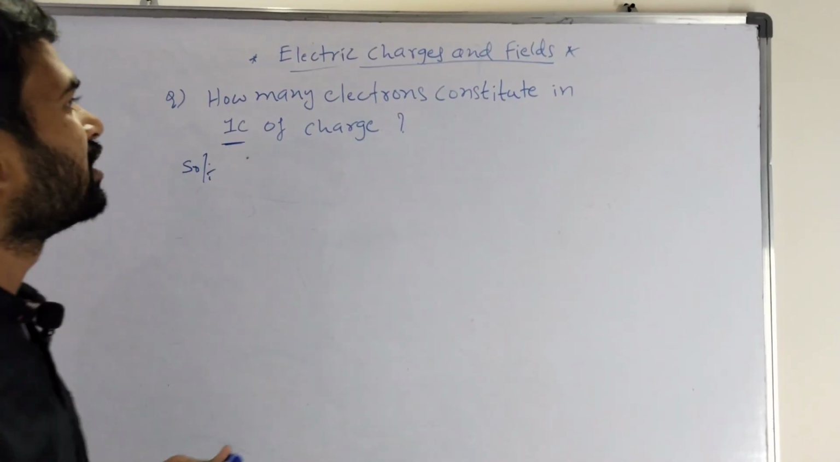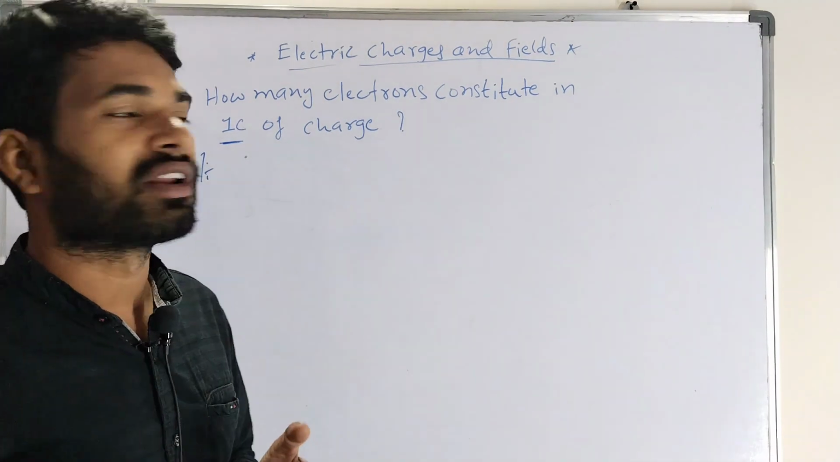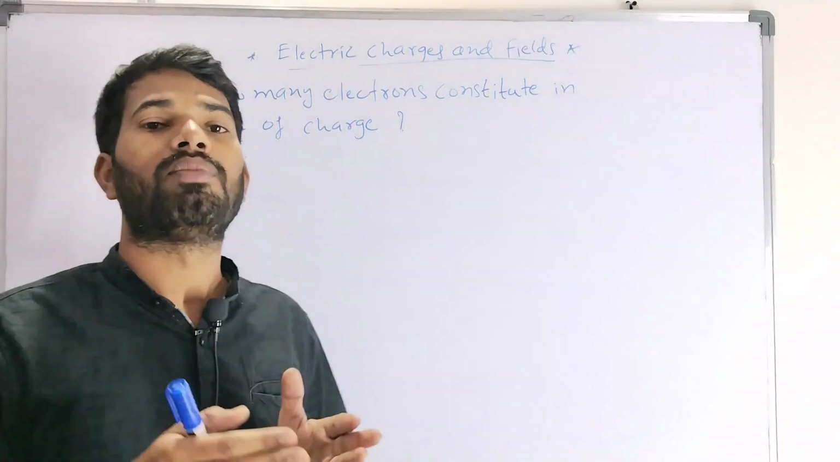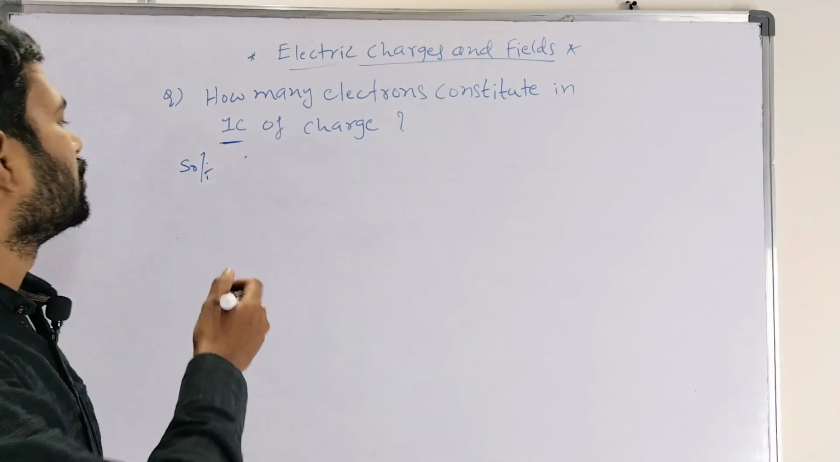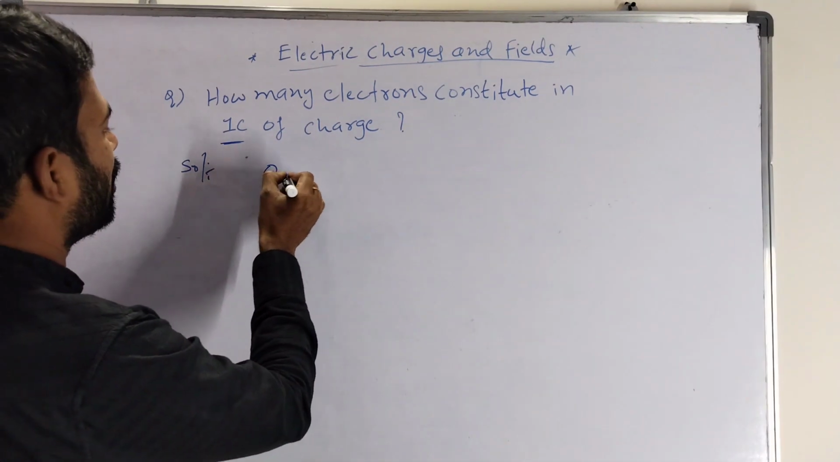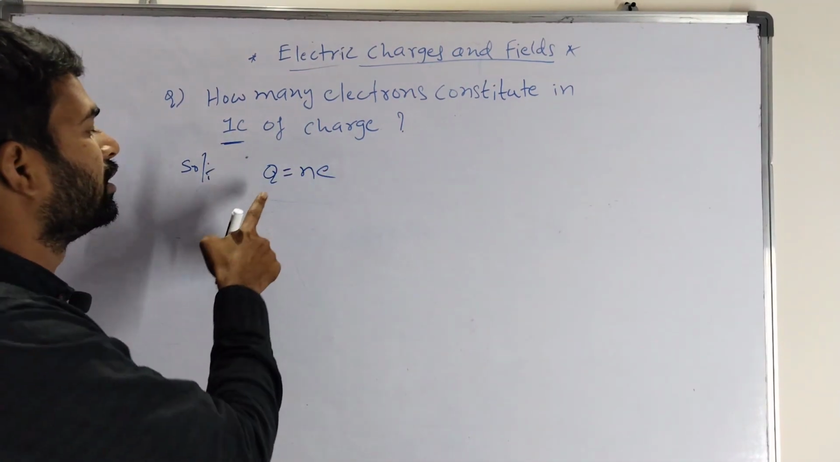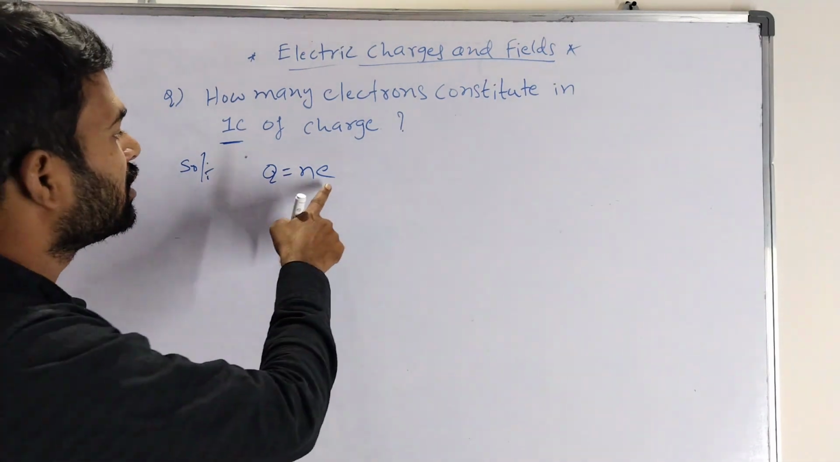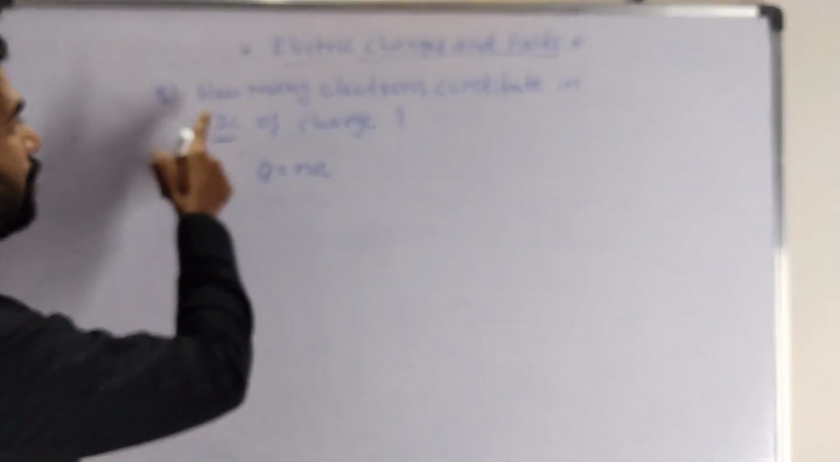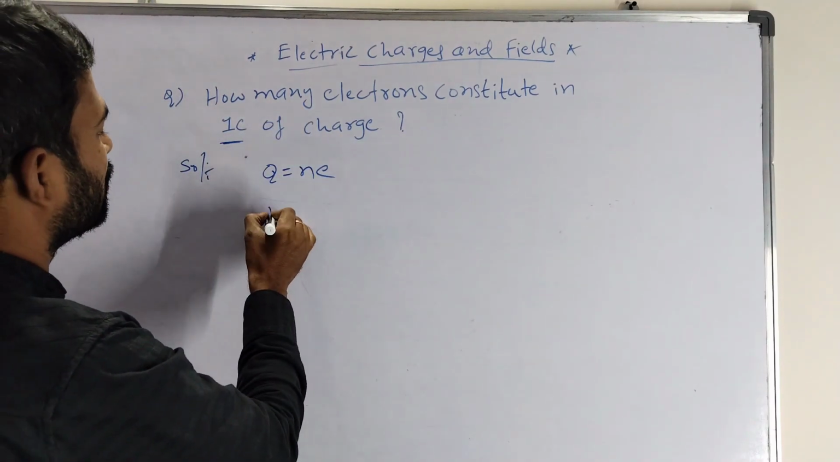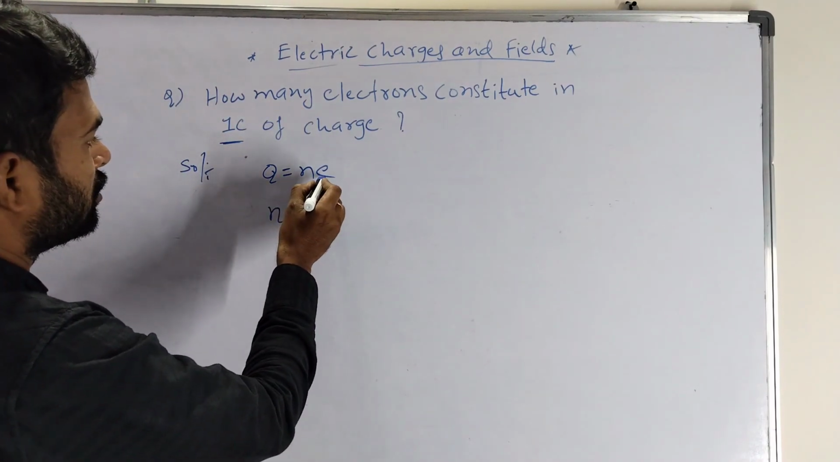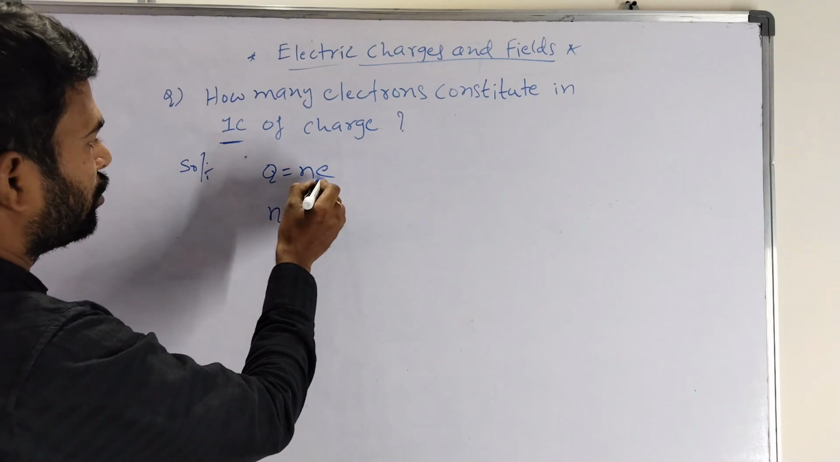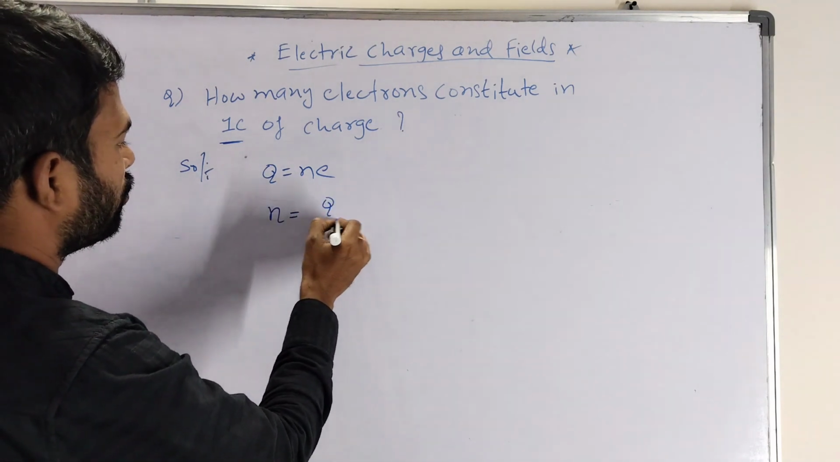Next question, from electric charges and fields. How many electrons constitute 1 coulomb of charge? For this the formula is Q equals Ne. Q is the charge, N is the number of electrons, e is the charge of an electron. We have to find out how many electrons. So N is equal to Q by e.